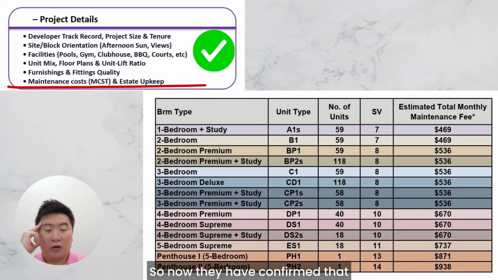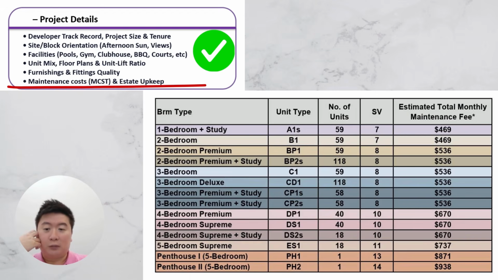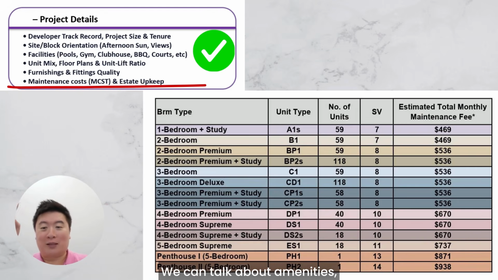Okay, so now they have confirmed that it includes the car park charges, the car park lots, but obviously subject to availability because your car park lots is 85%. But honestly, I think it should be sufficient. Okay, now let's move on. That concludes the project details. We can talk about mathematics, but I'm going to go fast for those other sections.